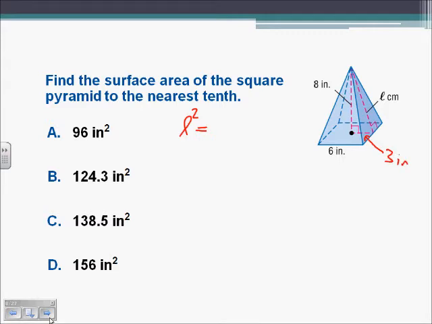So then we can use our Pythagorean theorem. We know 3 squared plus 8 squared has to equal our L squared. So L squared is going to equal 73, which means our slant height is going to be the square root of 73.